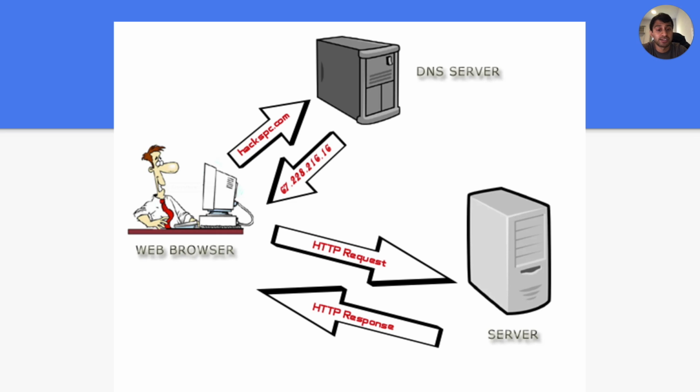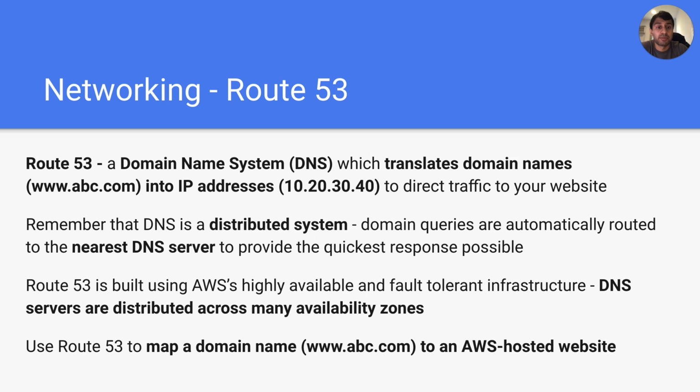That's the server where your HTTP request will be sent, and from which your HTML response will be received. So in simple terms, a DNS server converts World Wide Web addresses like www.google.com to IP addresses like 10.20.30.40. So enter Amazon Route 53, which is a domain name system which translates domain names into IP addresses to direct traffic to your website. Remember that DNS is a distributed system. Domain queries are automatically routed to the nearest DNS server to provide the quickest possible response.